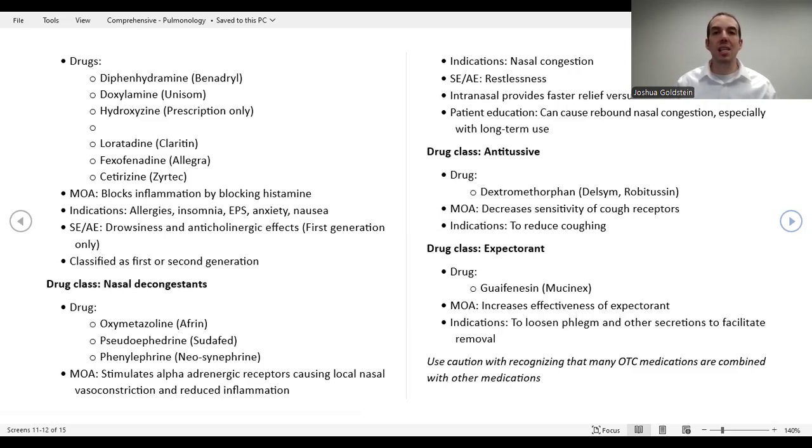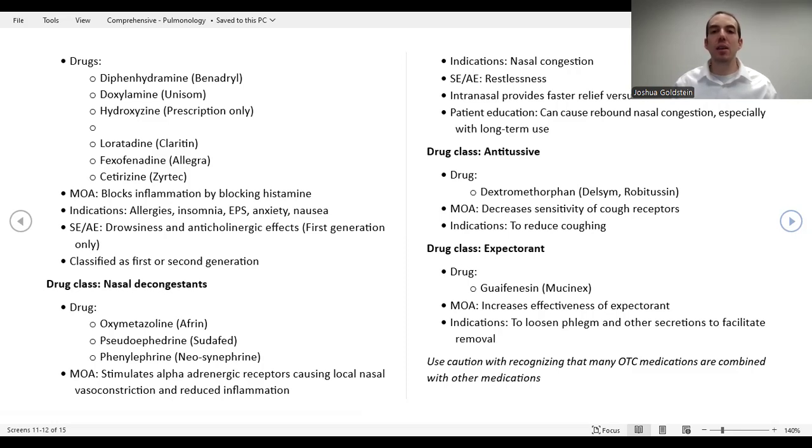We have a drug class called expectorants. That's going to be guaifenesin, and that's over-the-counter Mucinex. This works by increasing the effectiveness of your coughing. So obviously, if you have a cough, let's say bronchitis, the body's trying to get rid of something. This helps your body have more effective coughs so that you don't have to cough as much.